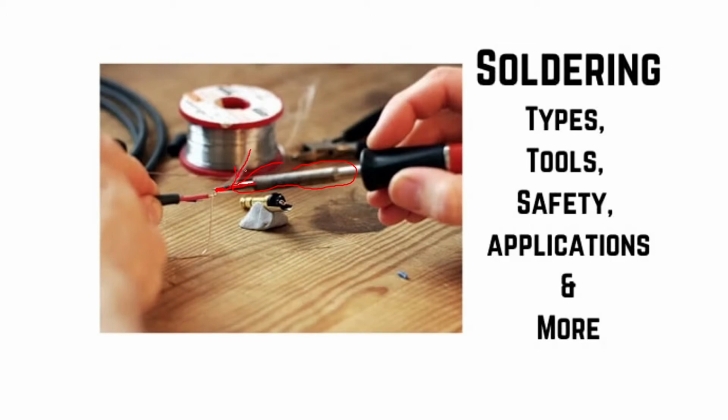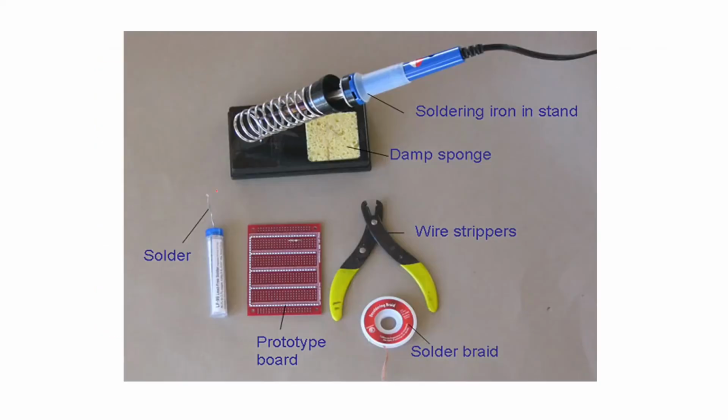This is the lead, which is shown here. This is the lead, which will be melted here at the point whenever you're going to join two things because of the heat, and that melted lead will join the connection. So it is a simple thing, but you should be accurate, and there is a procedure for soldering.